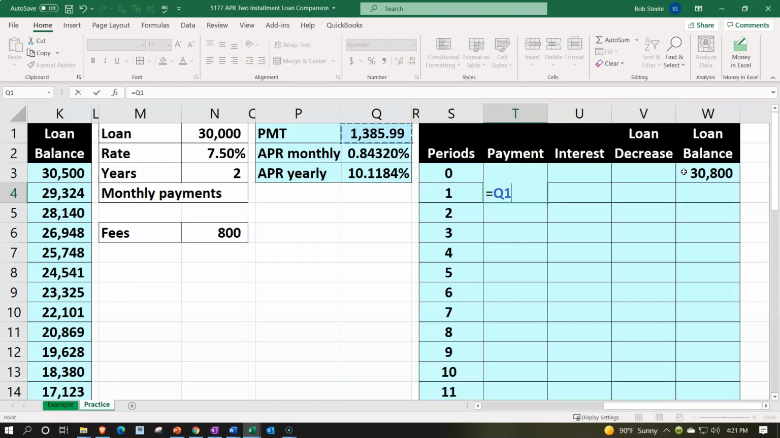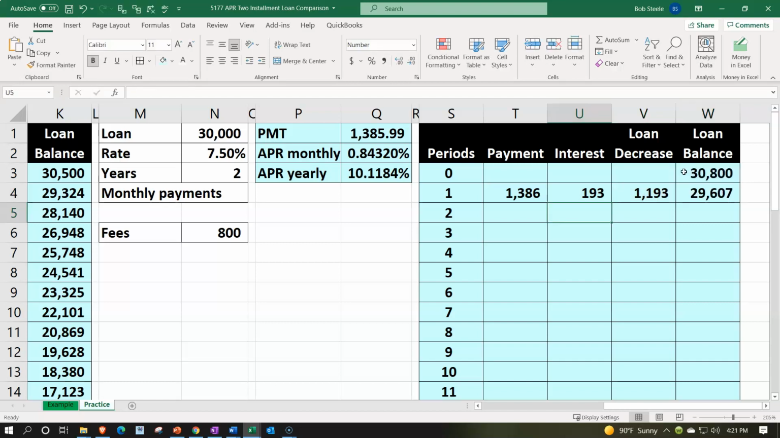I'm going to say F4 on the keyboard because I want to copy that payment all the way down. And then we've got the interest, which is going to be equal to the 30,800 times not the APR, but the rate, the interest rate. I'm going to say F4 on the keyboard so we can copy that down and it doesn't move. Divided by, because that's the yearly rate, we need the monthly rate, so divided by 12. Tab, the decrease in the loan is going to be equal to the payment minus the amount we have in interest. Tab, and then our balance is going to be the prior balance minus the decrease in the loan balance.